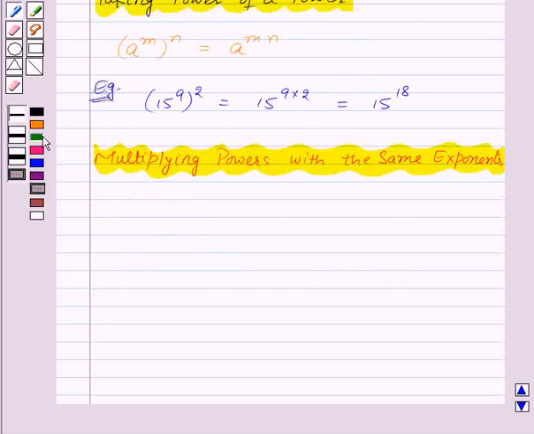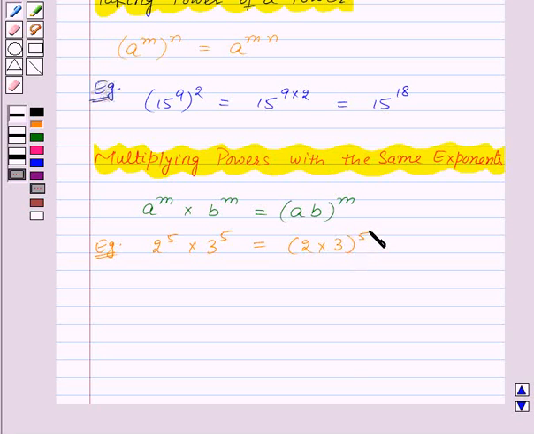For any non-zero integers a and b, a raised to the power m into b raised to the power m is equal to a into b whole raised to the power m, where m is any whole number. For example, 2 raised to the power 5 into 3 raised to the power 5 will be equal to 2 into 3 raised to the power 5, which will be equal to 6 raised to the power 5.